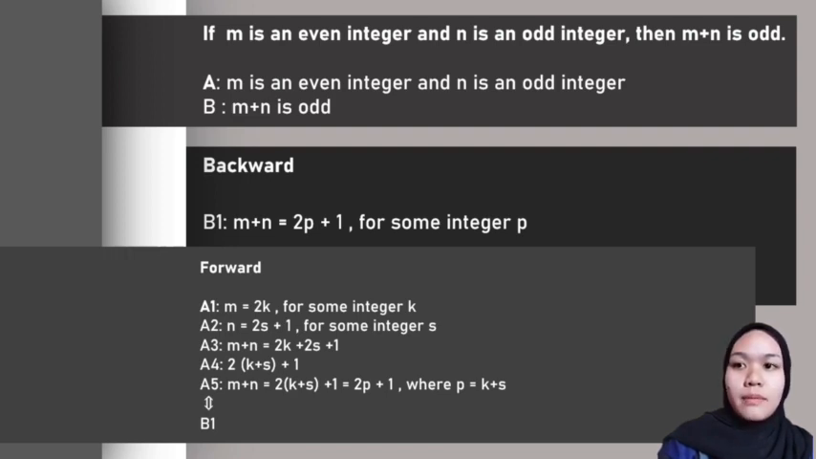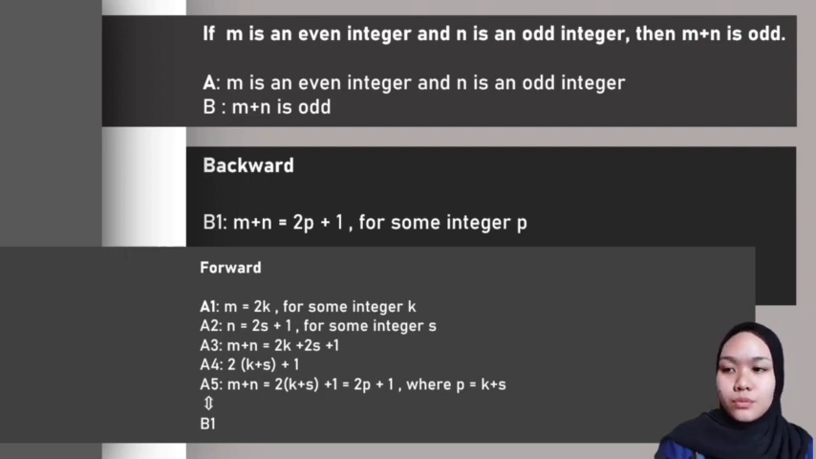Now, we need to combine all the new equations that we found. So our A3 would be m plus n equals 2k plus 2s plus 1. And then we will factorize it, and we will get our A4. So our A4 would be 2 bracket k plus s close bracket plus 1. And we need to compare it to our conclusion. So our A5 would be m plus n equals 2 bracket k plus s close bracket plus 1 equals 2p plus 1, where p equals k plus s. And that shows that our B1 is proven.